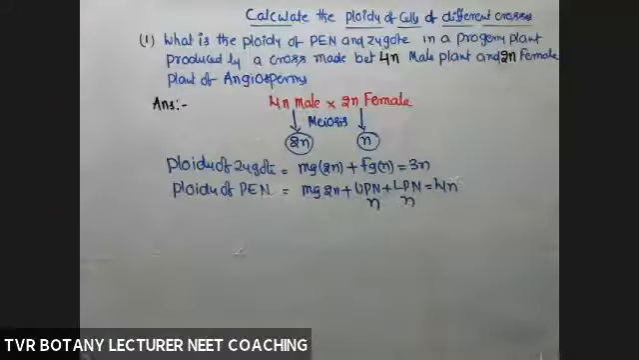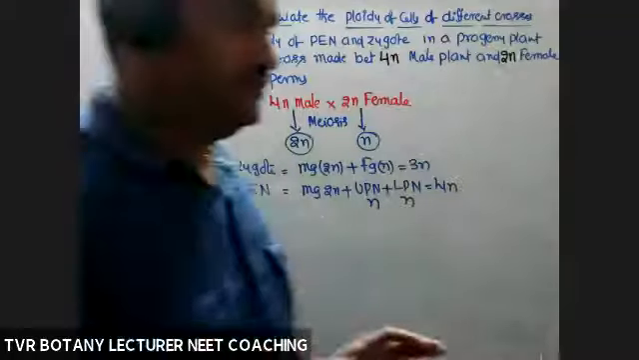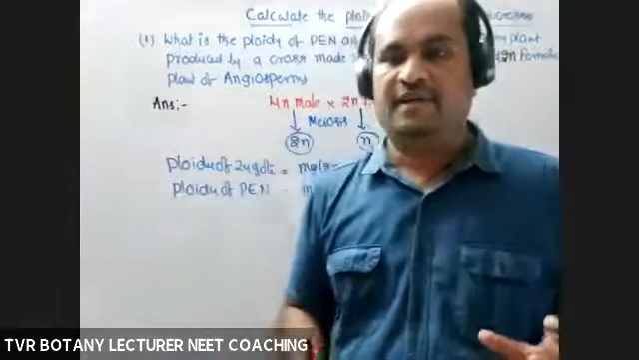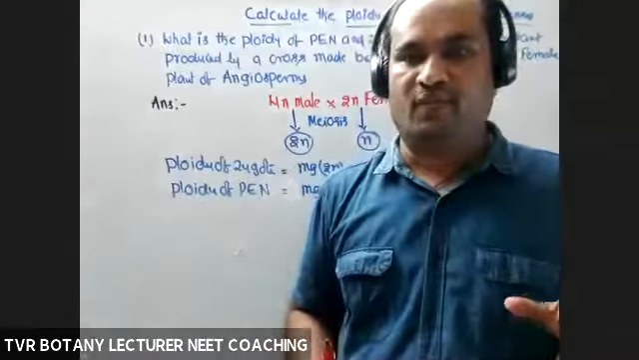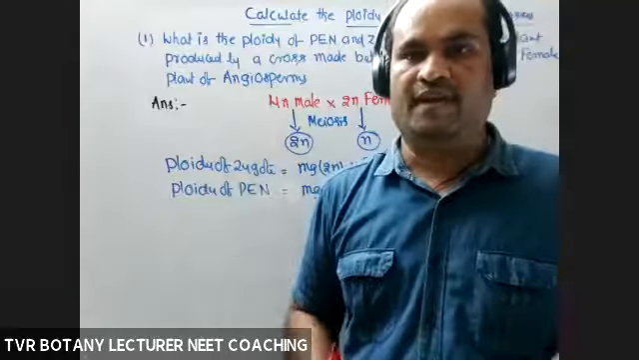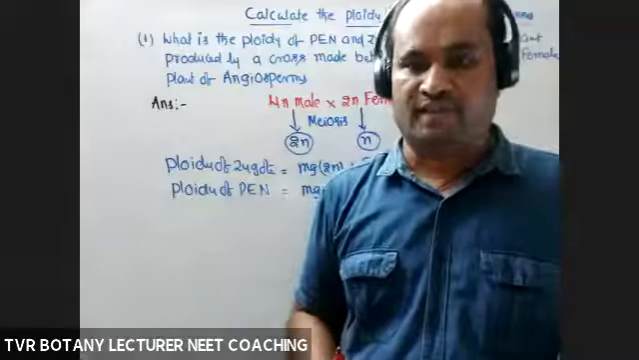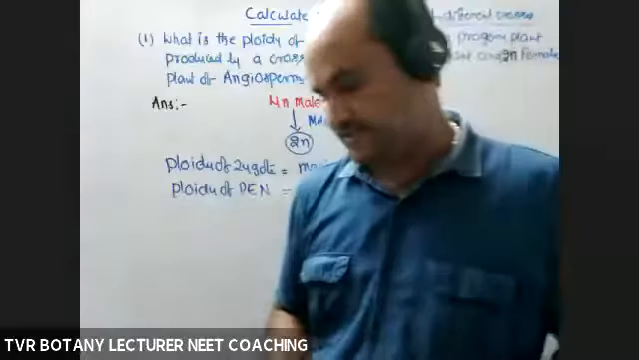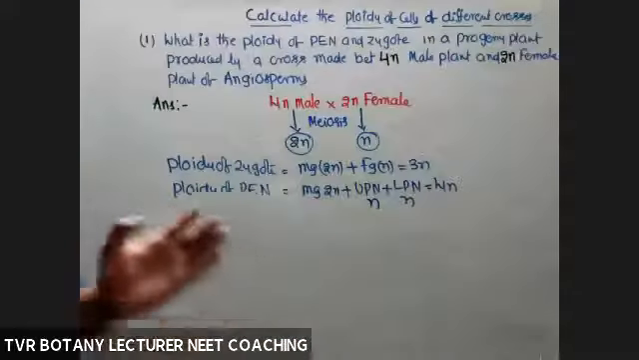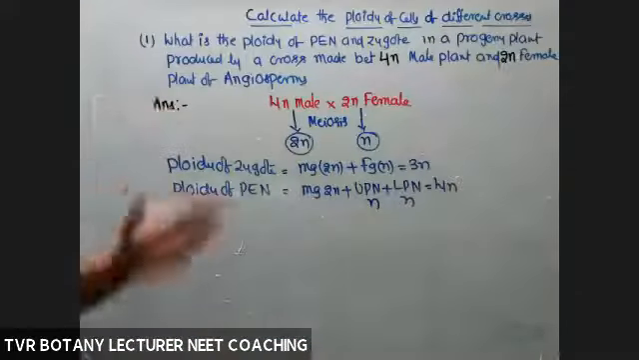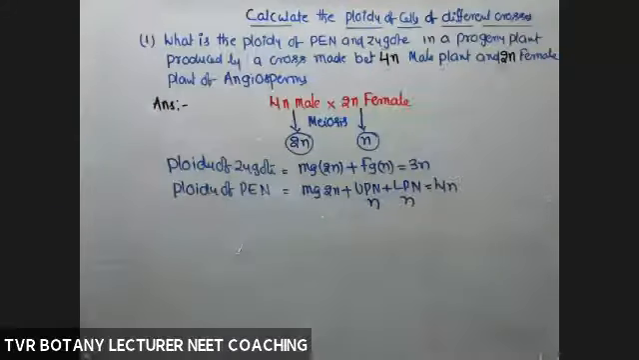Okay, but if a question is asked, what is the ploidy of endosperm in flowering plants? Go for 3N only, PEN. That is the usual case. These are possible out of hybridization, crossing or not. Next.